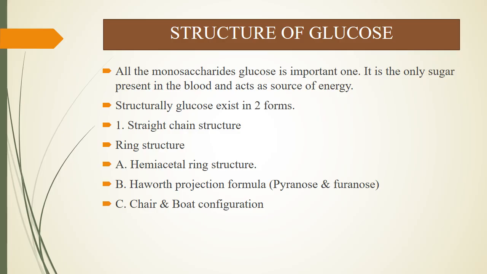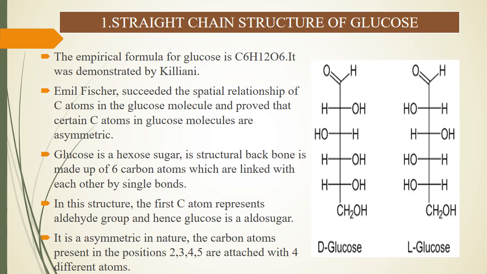In the ring structure, there are three types of structures available. One is the hemiacetal ring structure, the Haworth projection formula, and the chair and boat configuration. The first type of structure is the straight chain structure of glucose. The empirical formula for glucose is C6H12O6.